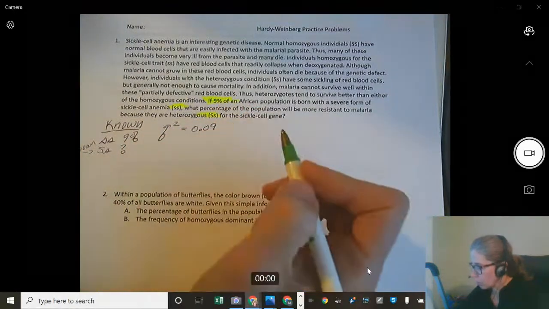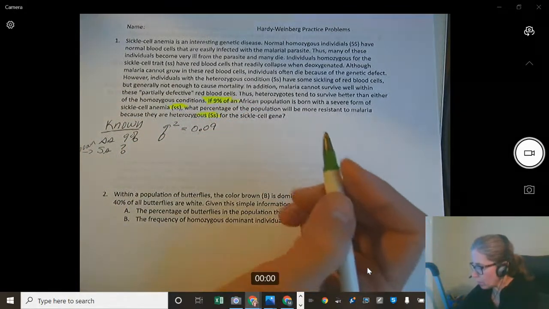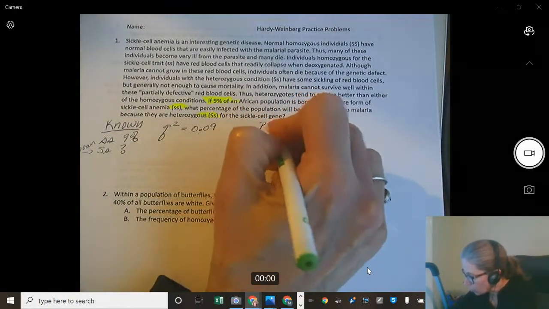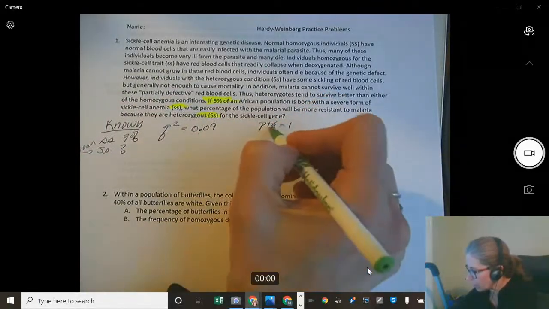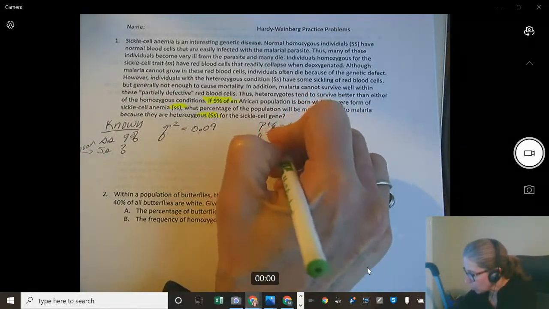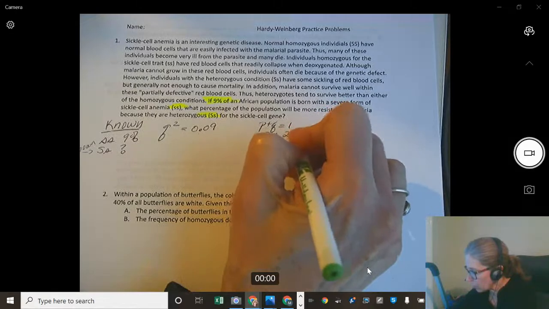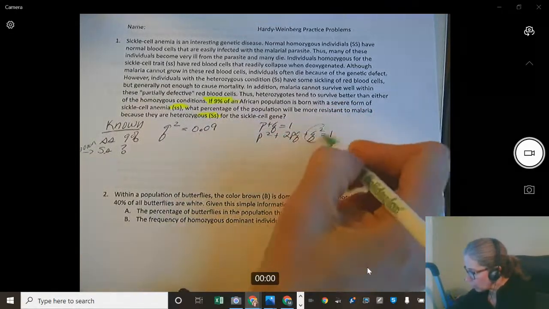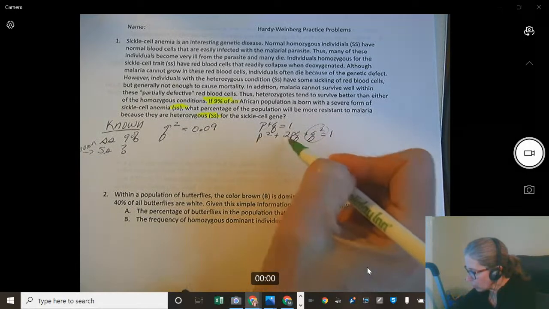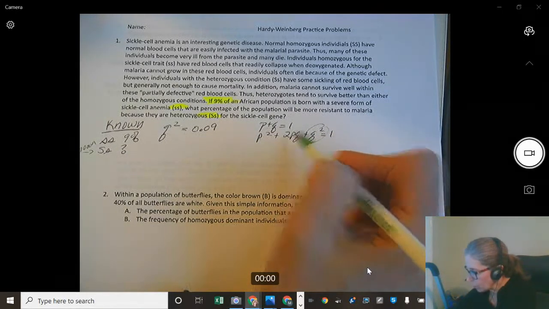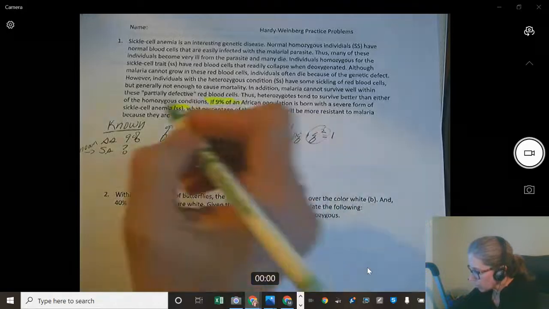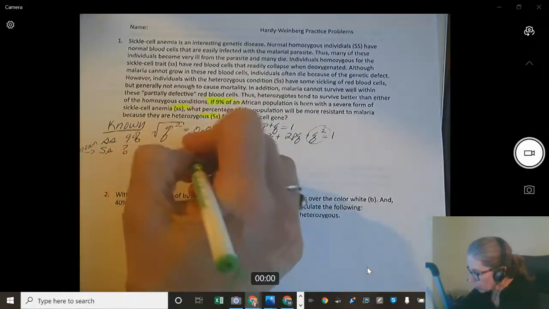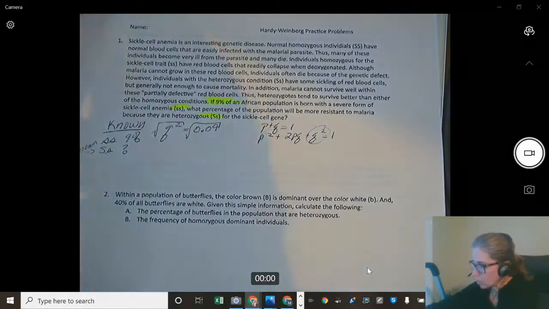So if Q squared is 0.09, I've got a couple formulas, right? P plus Q equals 1. I can't do anything with that because I don't know these. I know that P squared plus 2PQ plus Q squared equals 1, from my formula sheet. So I have this, but I don't have P squared and I don't have Q by itself. So anyway, all I can do right now, first of all, is take the square root of both of these.